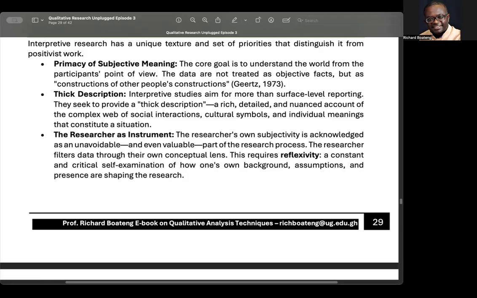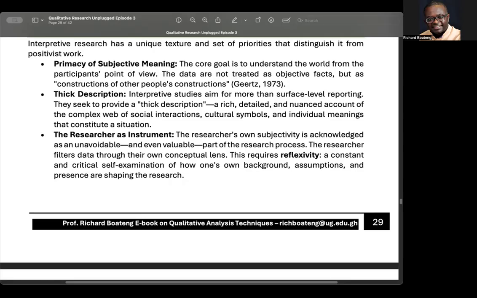Getting inside their heads. In a way, yes. This leads to the emphasis on thick description, which we mentioned under transferability, but is also core to the interpretive goal itself. It's about providing that rich, detailed, nuanced account of social interactions, cultural symbols, and individual meanings, going far beyond just surface-level reporting.